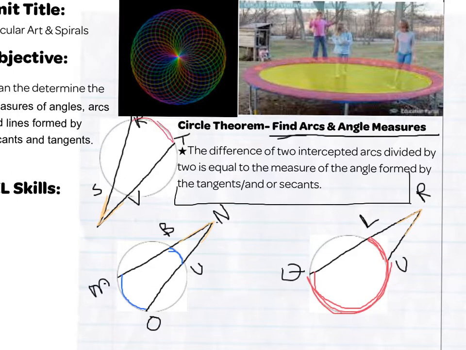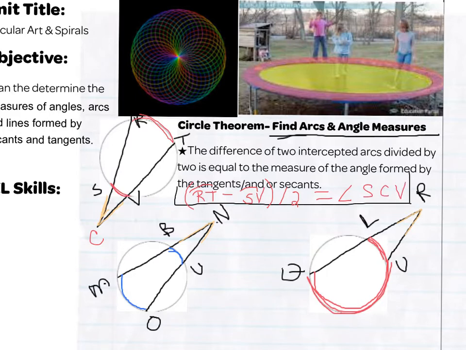So here's an intercepted arc. So we'll say arc RT. And arc RT is the bigger arc. If you look at it, it's bigger here. Okay? The difference between the two, so the other intercepted arc is arc SV. So we're going to take the difference, which means we're going to subtract the measure of the two arcs. We're going to divide all of that by 2. That's going to be equal to the measure of, so let's name this over here C, angle SCV. Okay? So that's what that means.